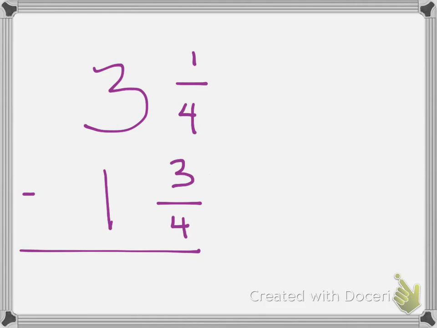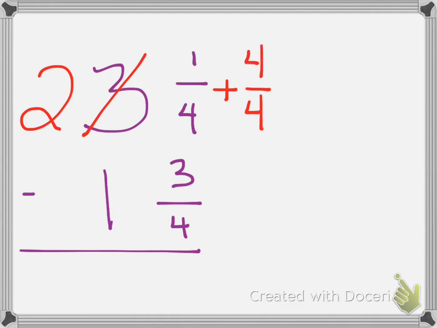And so I'm going to take one of my wholes from here and then add it to my fraction. And I know to get my whole, 4/4 would equal a whole. So I'm going to rewrite the whole thing off to the side. So now I have 2, and then I have to add 1/4 plus 4/4, and that's 5/4.